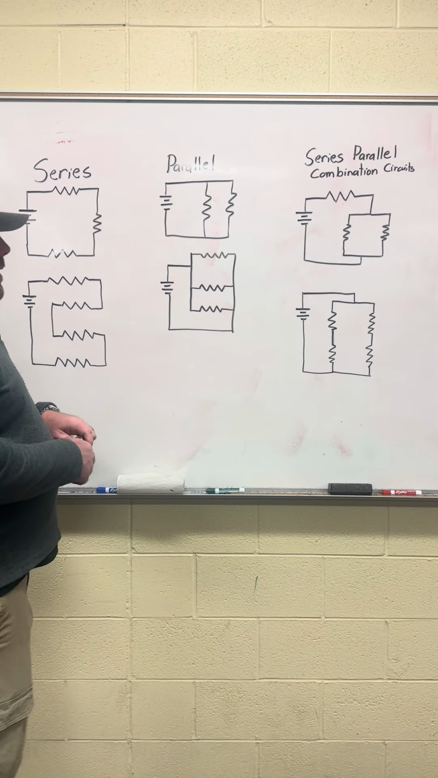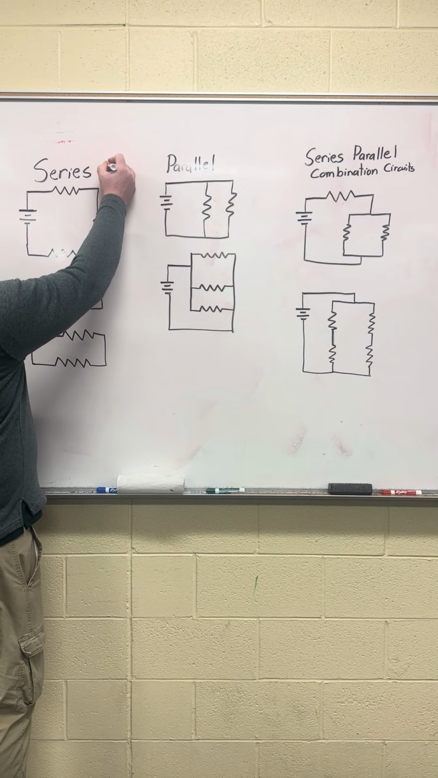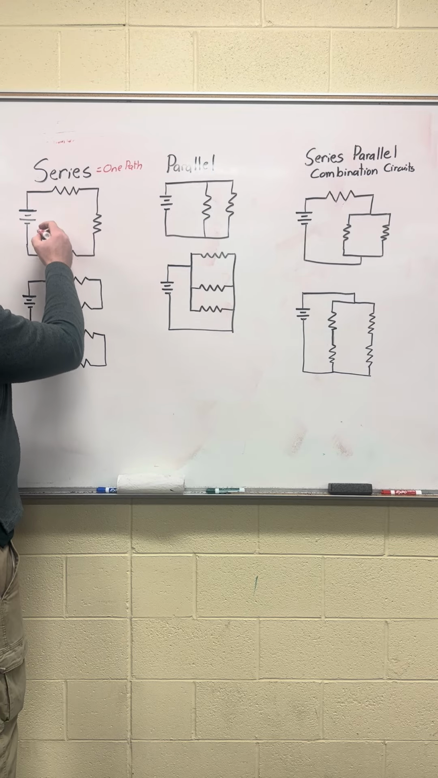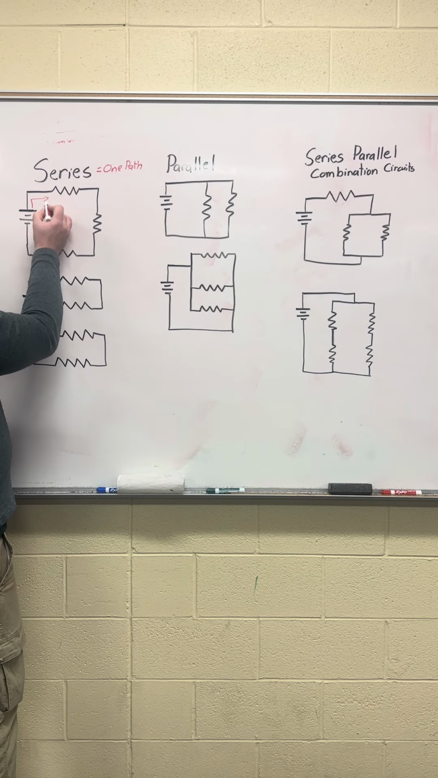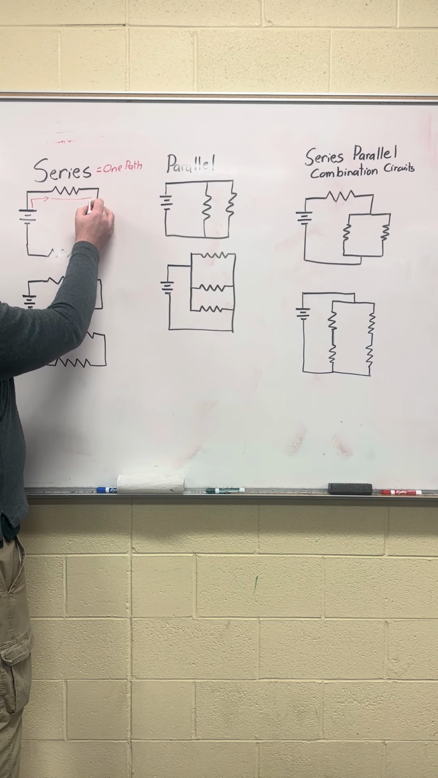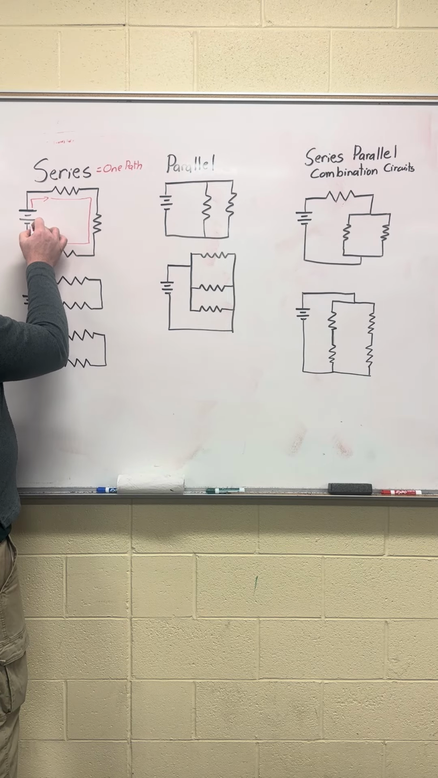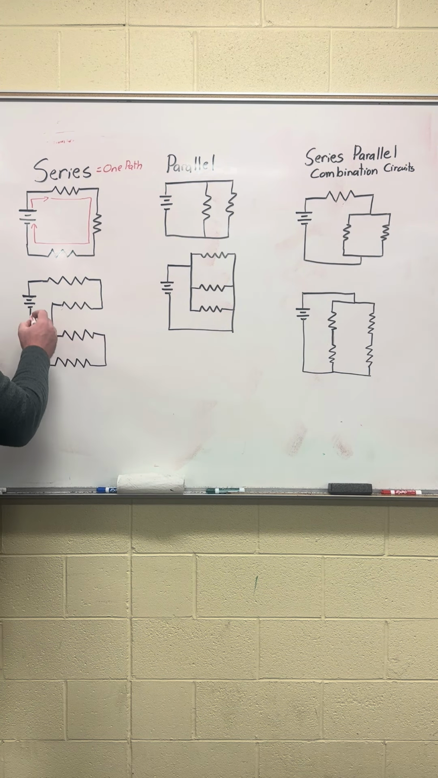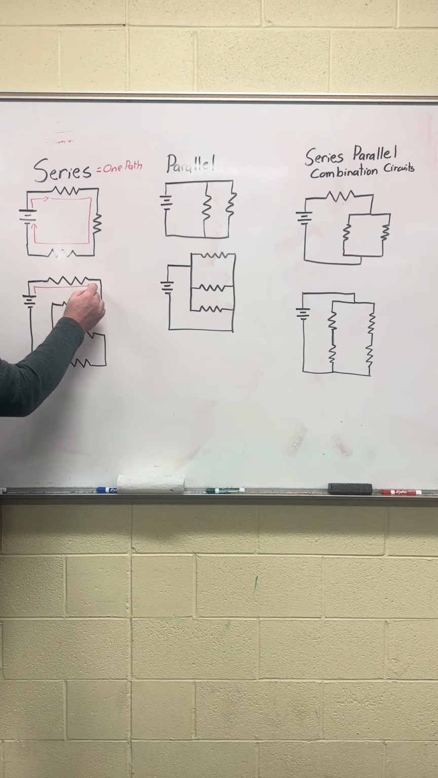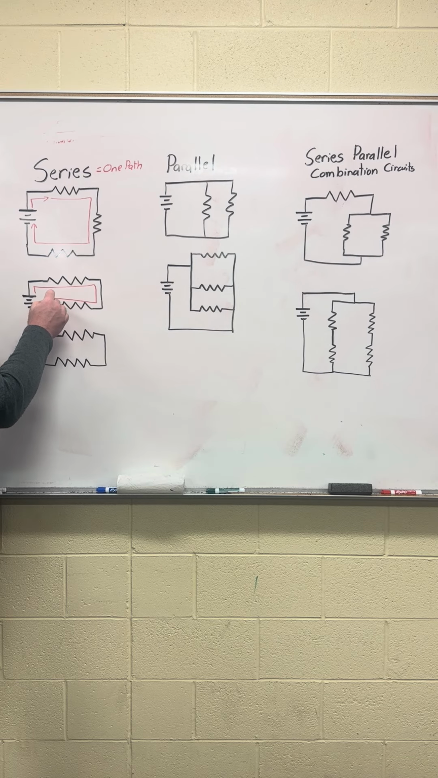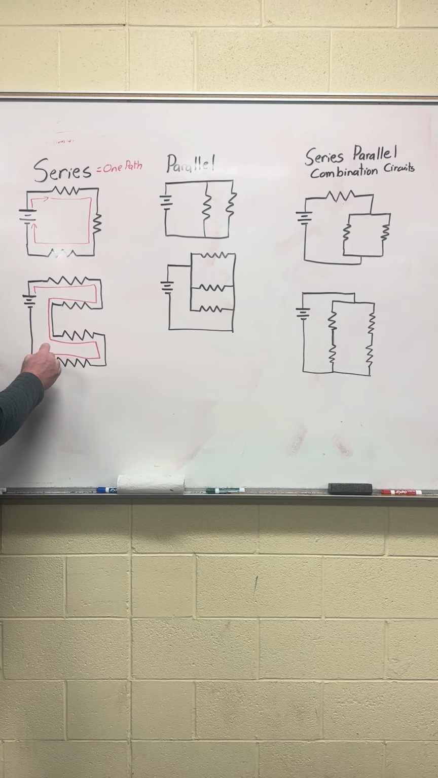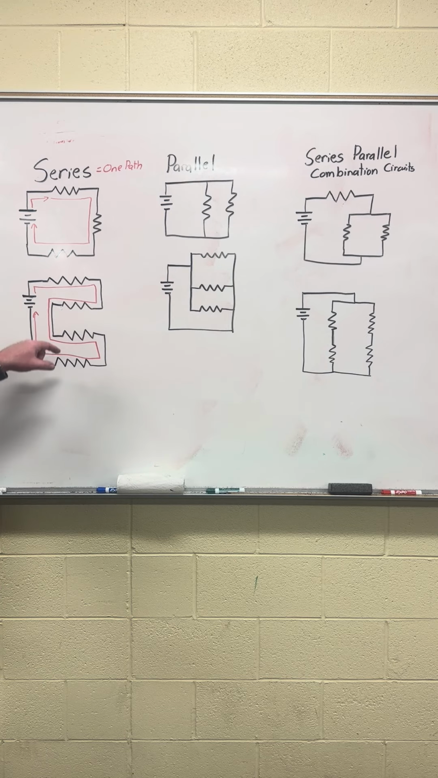So if we look just by definition, series means one path of travel or one path for current to flow. So if we look at this voltage source here, as we leave the voltage source, current has to go through this resistor, come down through here, and there's only one possible path that the current could travel to get back to the voltage source. This also being a series circuit, notice when we leave the voltage source, we pass through this resistor, comes back down, and even though this makes a little different shape, there's still only one possible path for the current to travel to get back to the source. So both of these are series circuits.